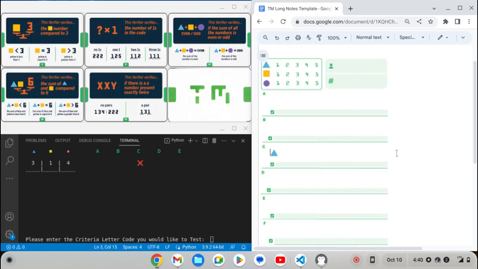And that again is that triangle plus square plus circle should be odd.